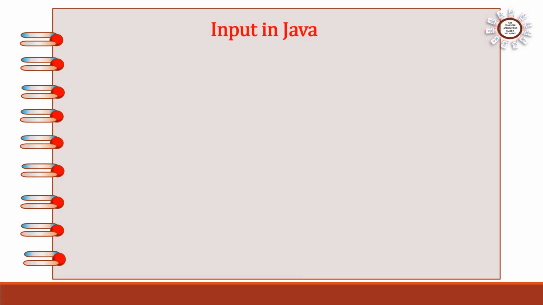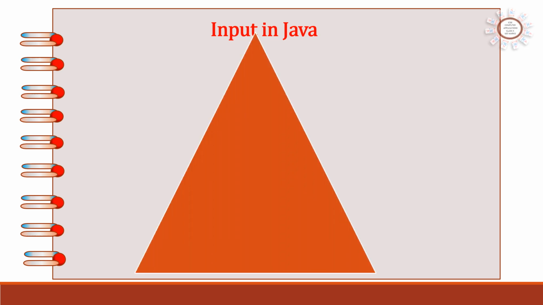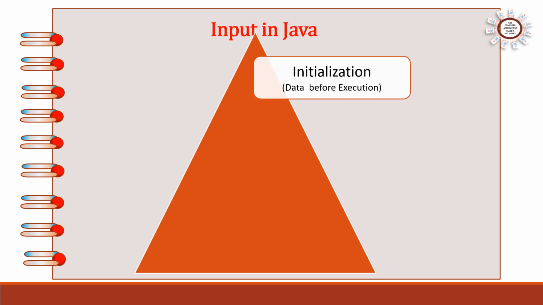Even we can see the main difference also. What are the differences in different types of input or storing the data? First one, initialization. When we are initializing the value, the data will be given before the execution. That means in the program we will say int a is equal to 5, double x is equal to 50.5. So here before the execution of the program, data is given.